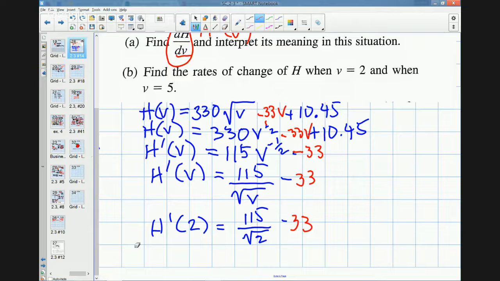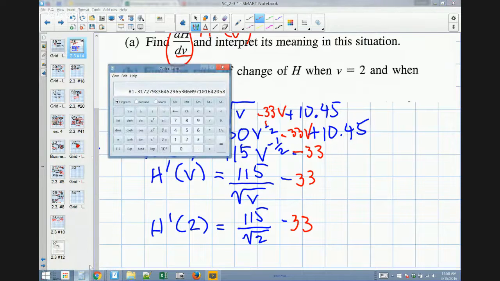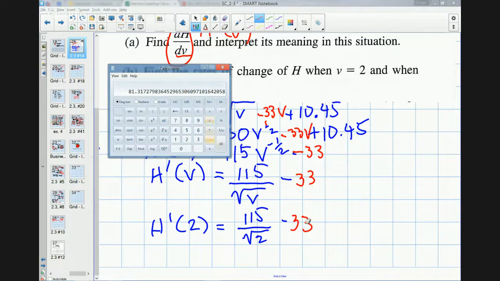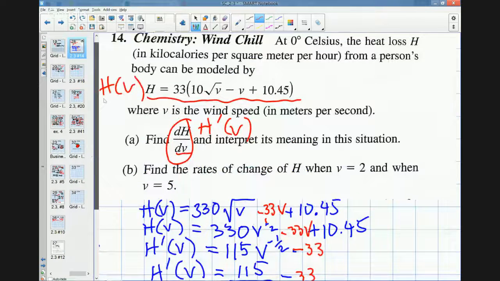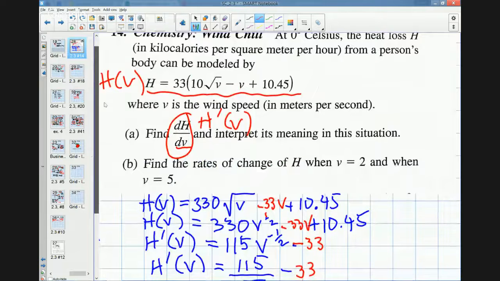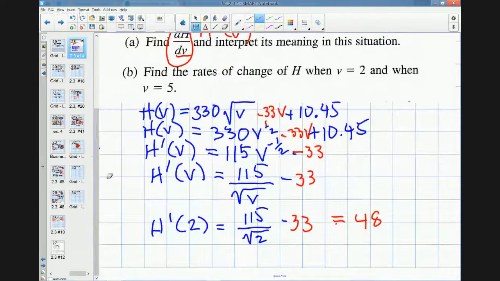Anyway, getting back to my calculator now. I've got this, and I have to subtract 33 to get my last part. So this one turns out to be 48 approximately. So that means when it's 2 degrees Celsius, the human body will be losing about 48 kilocalories per hour. It's not degrees, but it's a form of heat measurement.